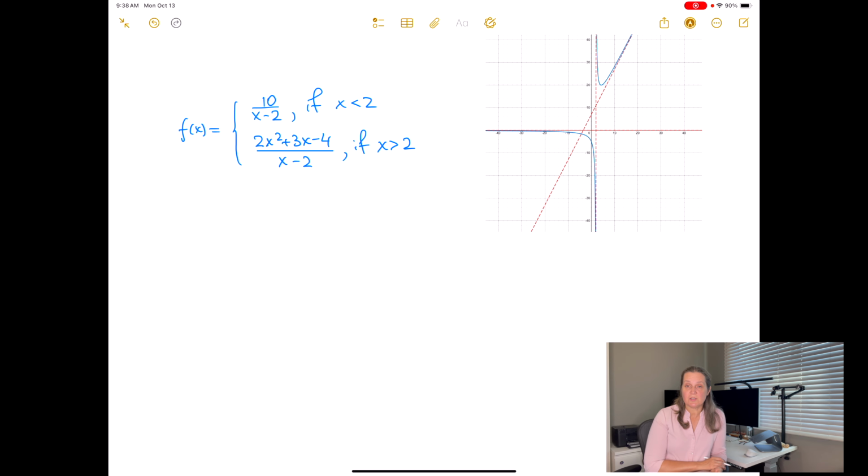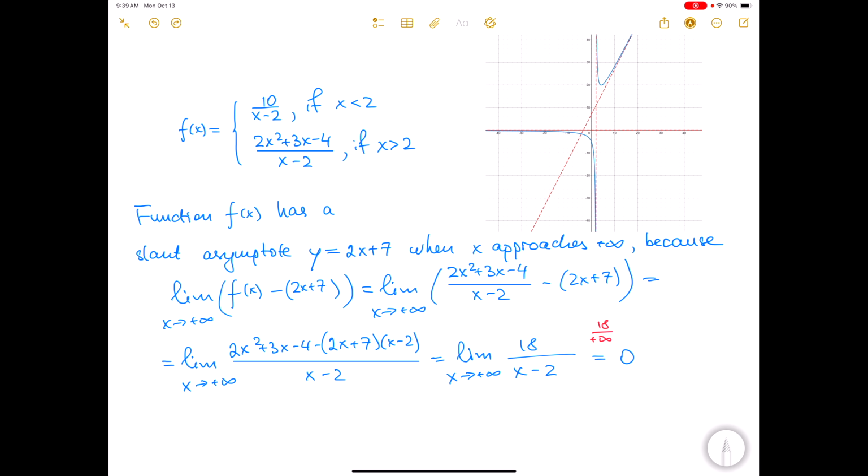Let's prove that the function f of x has a slant asymptote 2x plus 7 by calculating the gap between the function f of x and the slant line y equals 2x plus 7. We can do this very easily by calculating the limit of the difference (2x squared plus 3x minus 4) over (x minus 2) minus (2x plus 7). When we find a common denominator and simplify the numerator, we'll get in the numerator 18 and in the denominator x minus 2. As x goes to plus infinity, this quotient goes to 0. Therefore, y equals 2x plus 7 indeed is a slant asymptote of the function f of x.